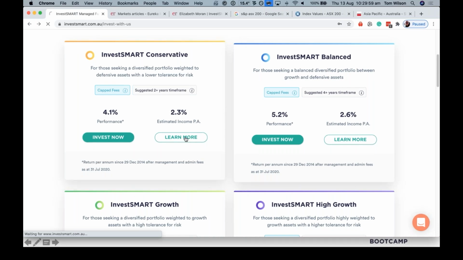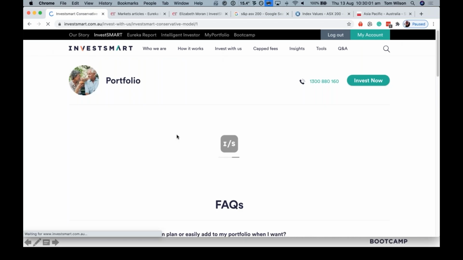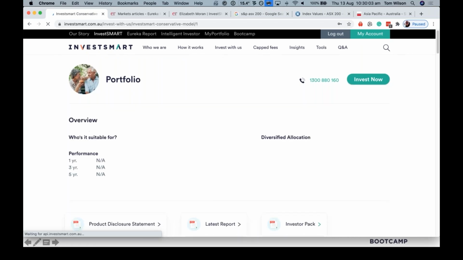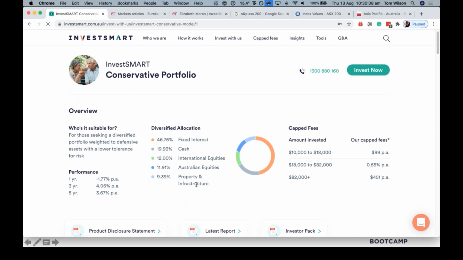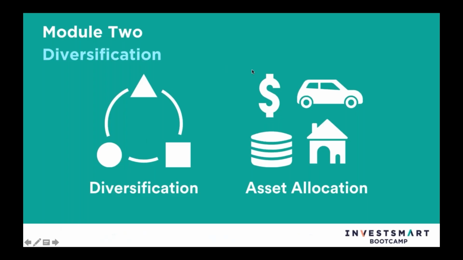Let's have a look at the conservative portfolio that I'm going to use to save up for my house deposit. You can see it's allocated into different areas, and we'll touch on this shortly because we're going to talk about diversification. Actually, what we might do is I'll quickly just run back to the slides just so I can show you that module 2, diversification, and also the assets inside that. So by diversification, we're talking about spreading of risk. We don't want to put all our eggs into one basket, as the old saying goes.